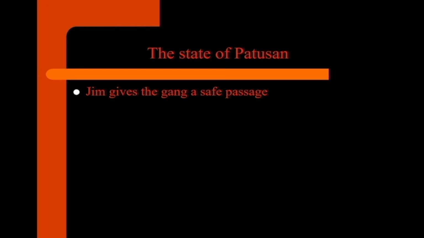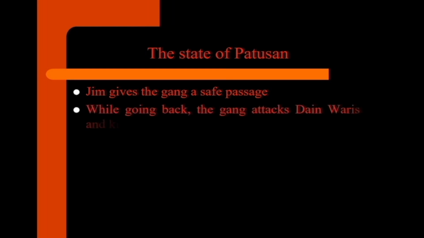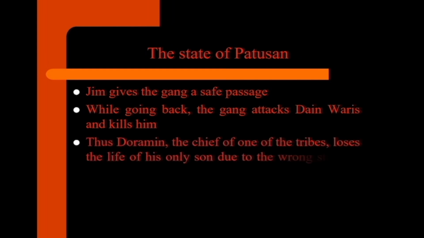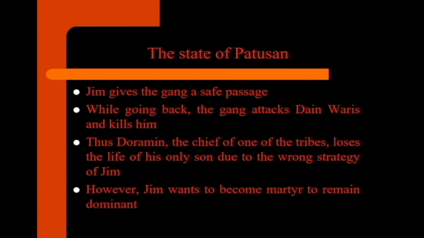While going back, the gang attacks Dan Waris and kills him. Thus, Doraman, the chief of one of the tribes, loses the life of his only son due to the wrong strategy and policy of a white man, Jim. However, Jim wants to become a martyr to remain dominant in the story.